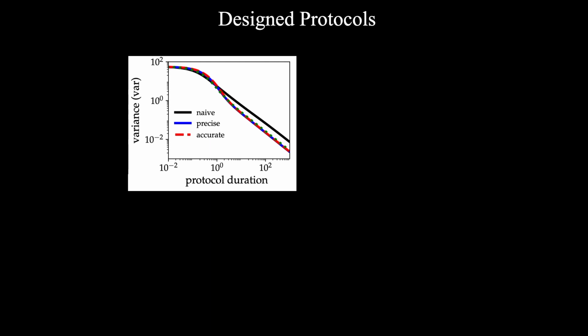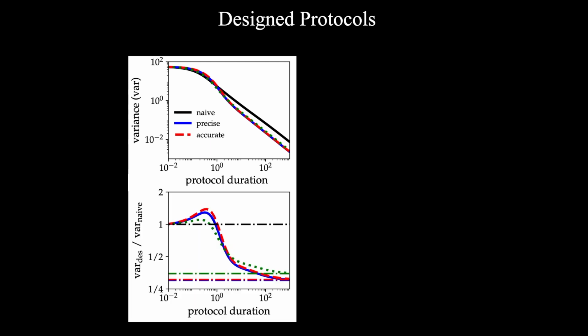Those are the three different protocols that I showed before, where naive is the linear protocol. And what you can see is that if you go to a sufficiently large protocol duration, the precise and the accurate curves lie significantly below the naive, which implies that they have significantly lower variance. Exactly how much lower? Well, we can look at the ratio of the design to naive, design being the precise and accurate, and naive being that linear protocol, and see how much better you perform. And once again, in the large protocol duration limit, these precise and accurate curves are roughly 4 times more precise, or have 4 times lower variance.